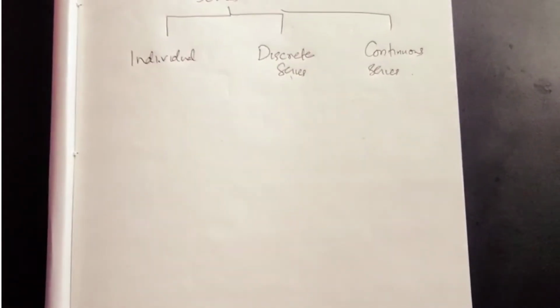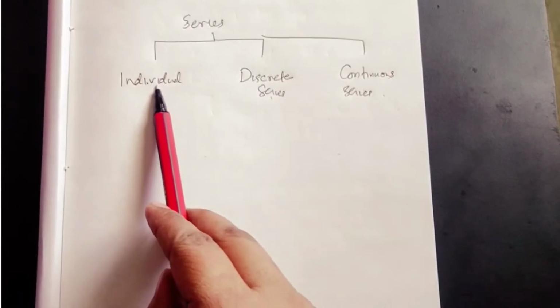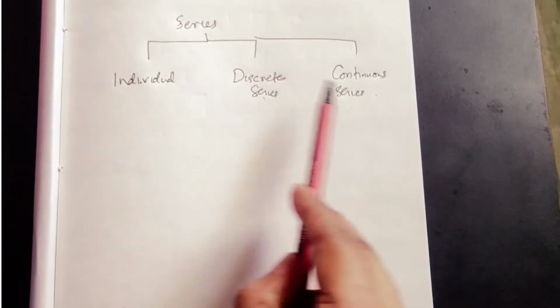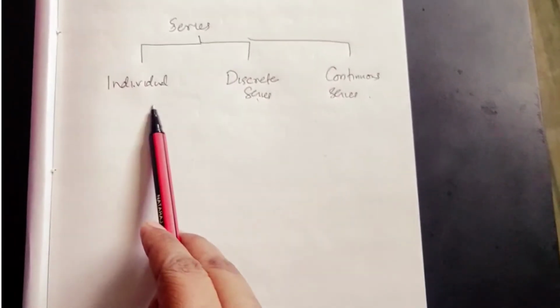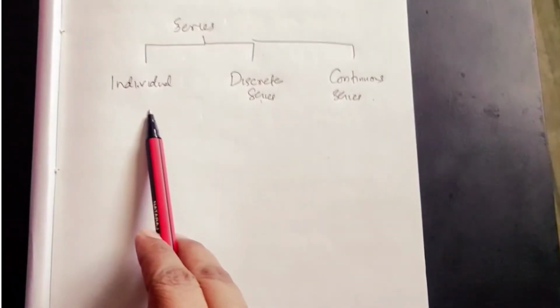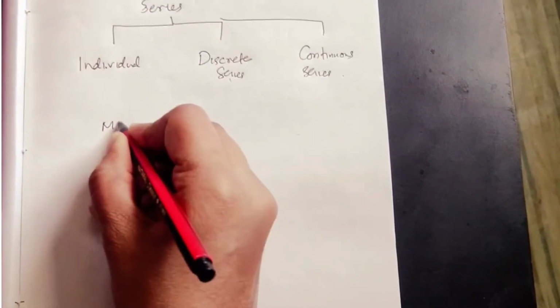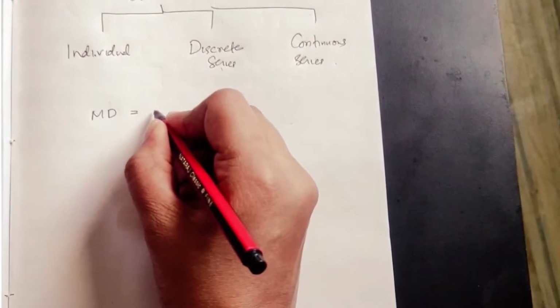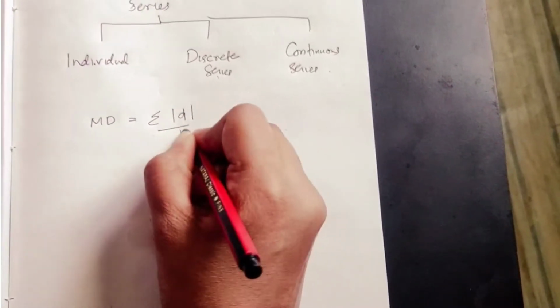As we explained earlier, there are three types of series. One is individual series, then discrete series and continuous series. Now we can discuss the equation for individual series. In case of individual series, mean deviation can be calculated by MD equal to sigma modulus d by n.